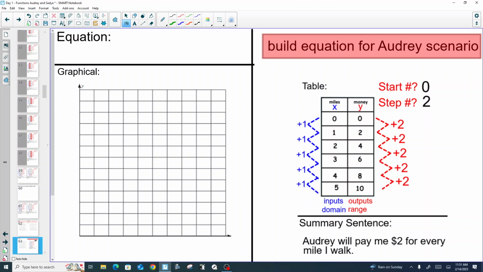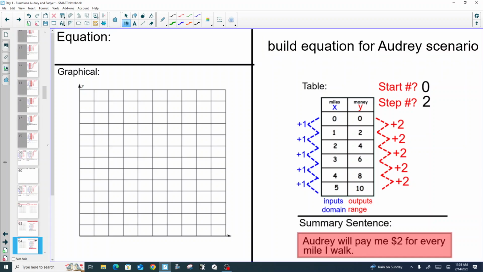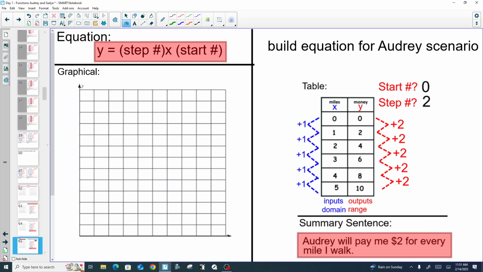so you don't have to constantly flip back and forth. So you can look up here on my screen and we can look at Audrey. I want to graph Audrey's scenario. However, what we need to do is we need to create an equation. Audrey will pay me $2 for every mile I walk. Do you see up here I have this equation? Don't write this down just yet. In fact, the only thing I want you to put is up there where it says equation. Can you put y and then an equal sign? Y and then an equal sign right up there.